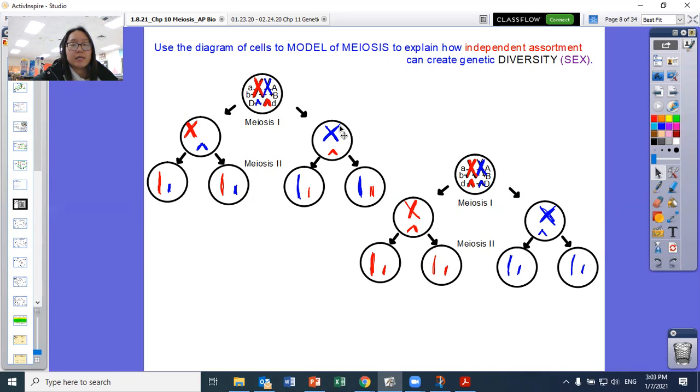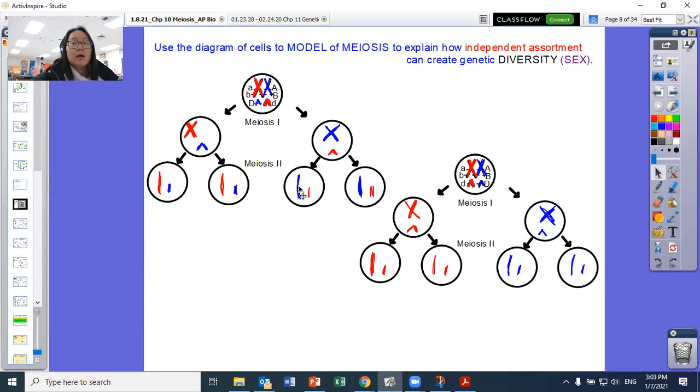On the other hand, over here, you're going to have the big blue and the small red. And in Meiosis 2, you're going to end up with big blue, small red in both of these gametes. And that means you have capital A, capital B, and lowercase d as your 2 combinations.